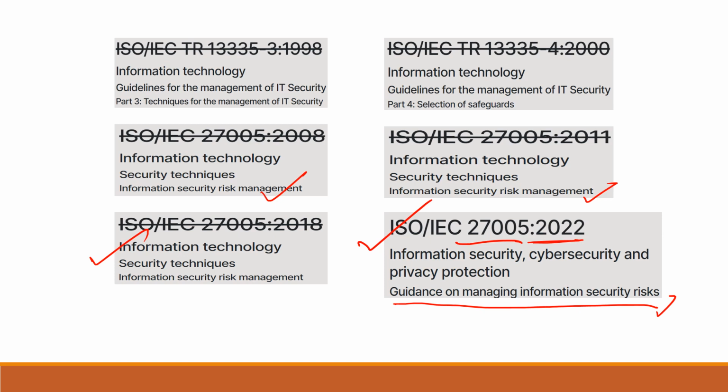And even before that, if you look at 2008 and earlier, it was Information technology, guidelines for management of IT security, like selection of safeguards. So these were the references. I was just trying to highlight that cybersecurity is becoming very important, and privacy is very important. That's where this particular standard, which earlier talked about information security, is now talking about cybersecurity also, and privacy protection also.